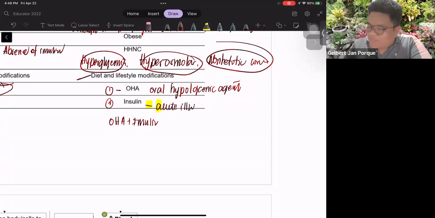Let's say for example, the diabetic patient undergoes surgery, or has an infection and gets admitted. We usually give insulin because it would be easier to control the levels. If your patient has diabetes and is admitted, please take note of that.